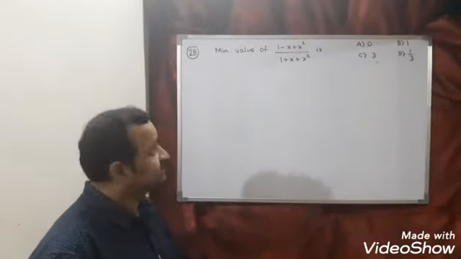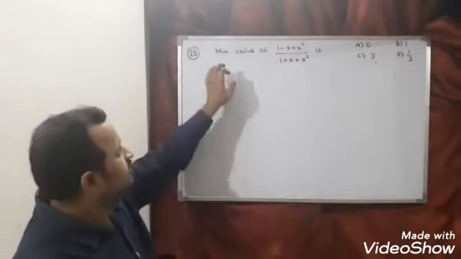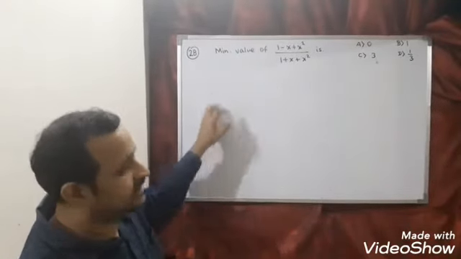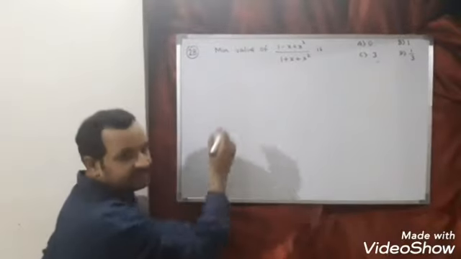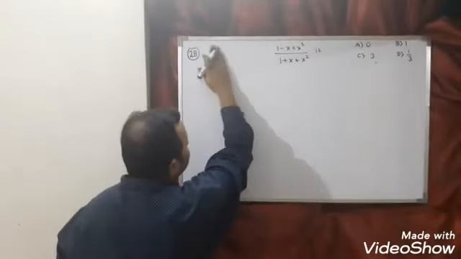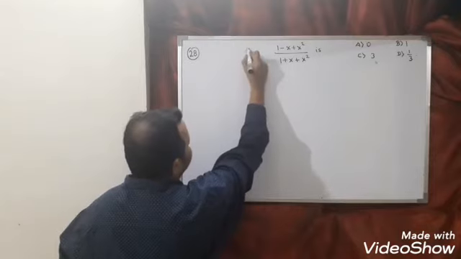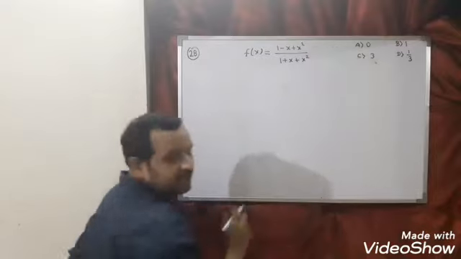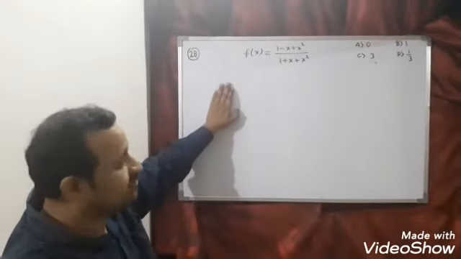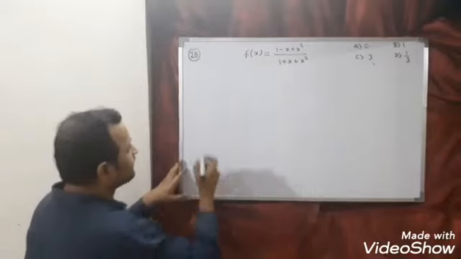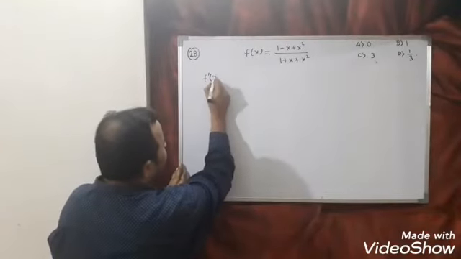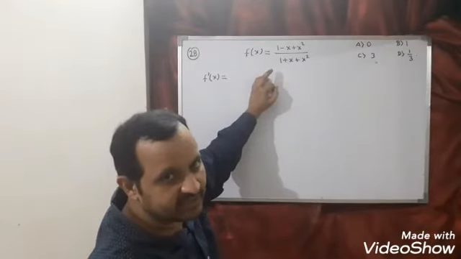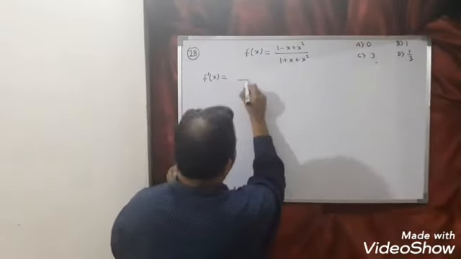The next question is question number 28. Minimum value of this, and 4 options are given. Now look here, what is given? A function is given, so this is nothing but f of x is equal to this. We have to find the minimum value. For minimum or maximum we have to differentiate. So here f dash x is equal to numerator divided by denominator, so we can apply the division rule.